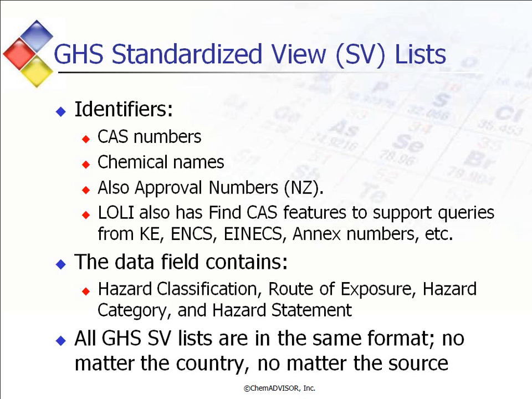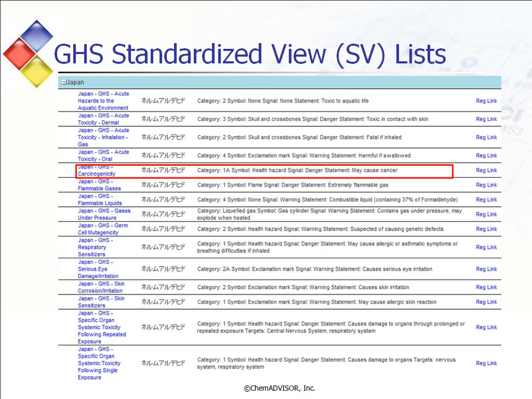We also have a single labeling list for each country, and the labeling list will also include the precautionary phrases as well. All GHS SV lists, the standardized view lists, have the same format no matter what the country, no matter what the source. So again, we've standardized this. An example here that we're looking at now is from Japan. And from this query, being a Japan source list, the chemical name is in Japanese, but everything else is in English.